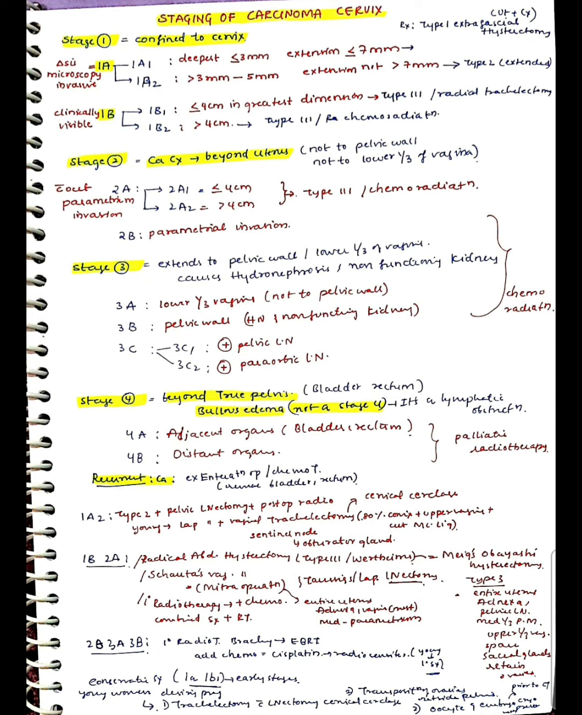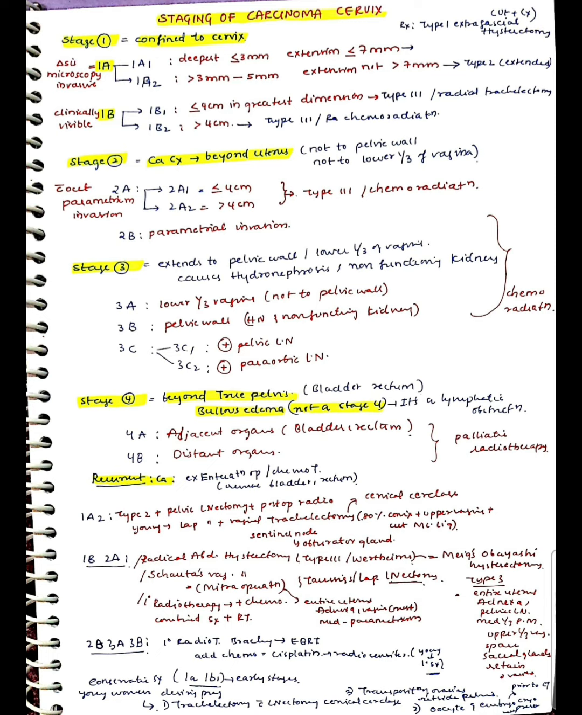And in type 3 we have to spare the sacral glands and you have to retain the ovaries, because ovaries are not involved in the cervical cancer most commonly, so we have to retain the ovaries. But what if there is an adenocarcinoma of the cervix? Then we have to go and remove the ovaries, because ovaries are most commonly involved in adenocarcinoma type, not in the squamous cell carcinoma. So this is about the treatment of the 1B1, that is type 3 radical hysterectomy. Or in a young female who desires pregnancy, we can go with a radical trachelectomy.